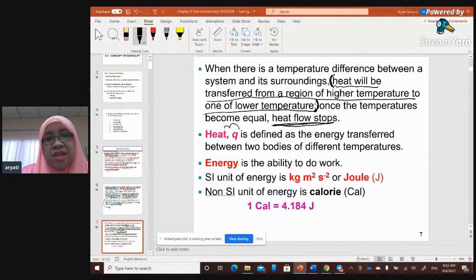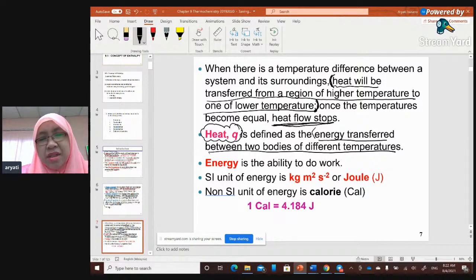So kita kena pasti the identification of heat. Heat is defined as the energy transferred between two bodies of different temperature. Okay, heat ialah tenaga yang dipindahkan di antara dua bahan yang mempunyai suhu yang berbeza. So heat symbol as Q. So energy is the ability to do work. Okay, tenaga adalah kebolehan untuk melakukan kerja. So the unit for energy is calorie, okay, ataupun symbol as cal. So 1 calorie is equal to 4.184 joule.